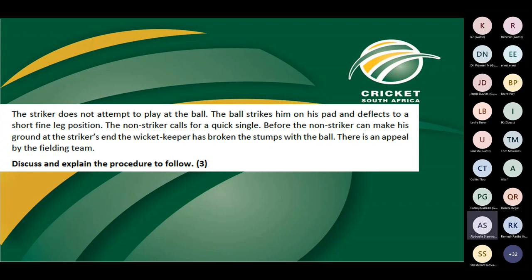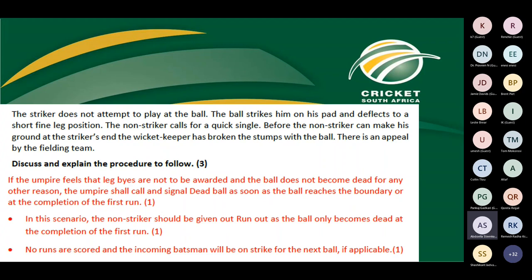Excellent answer. So yes, as Njuguna alluded to, no shot was offered, so leg byes shall not be awarded. And the umpire shall call and signal dead ball as soon as the ball reaches the boundary or at the completion of the first run. And Njuguna alluded to the fact that in the question, the two batters did not complete the first run yet. So the fielding team still has the opportunity to dismiss either of the batters, which they did in this case, because the first run wasn't completed. So that's why the non-striker should be given out, run out, because the ball only becomes dead upon the completion of the first run. Because the striker did not attempt to play at the ball, no run shall be allowed from this particular delivery.